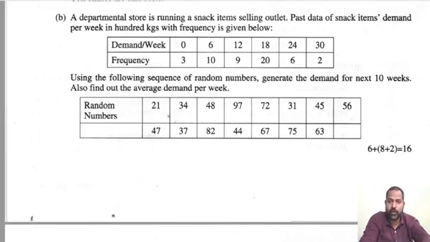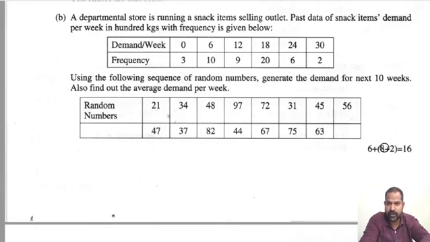A department store is running a snack item selling outlet. Past data of the snack item demand per week in hundreds of kgs with frequencies given below. Fine. So demand and frequency. See here, everywhere they've given demand and frequency. What do you want me to do? Using the following sequence of random numbers, generate the demand for the next 10 weeks and find the average demand. Again, such a basic and such a simple question.